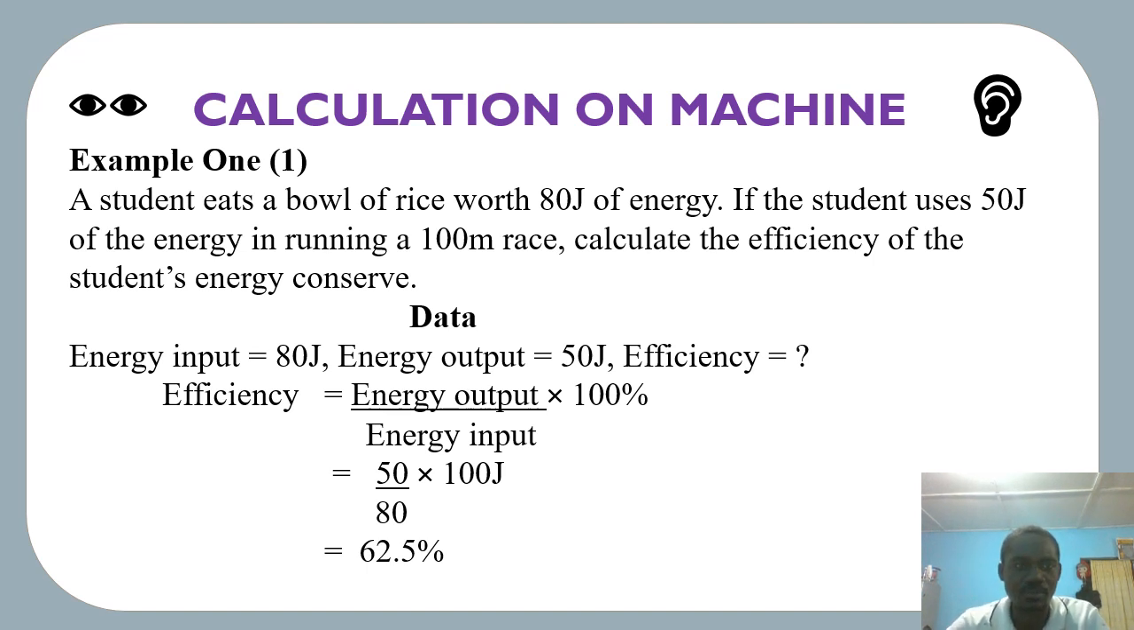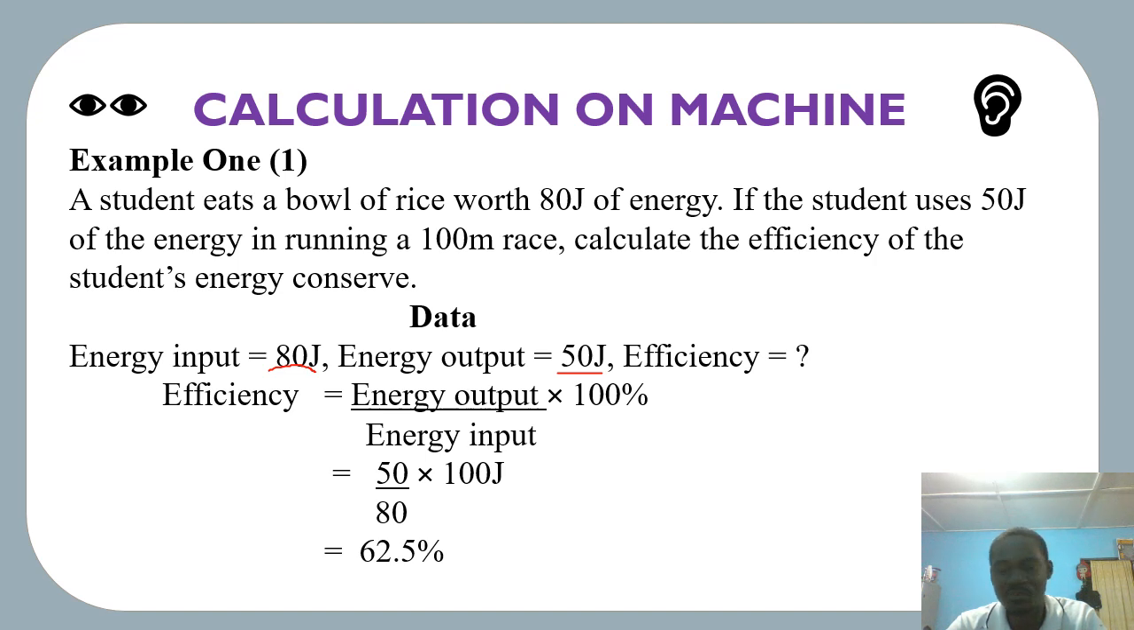to do the calculation. So you look at the data, you see that the energy input, a student eats a bowl, so it means that the student makes use of 80 joules. You have been given 80 joules of energy of food to eat so that you can run for the school. So that is the energy input there. Then the output, to cover the 100 meter, the student uses 50 joules as the output of the work, and we are to calculate for the efficiency of the student.